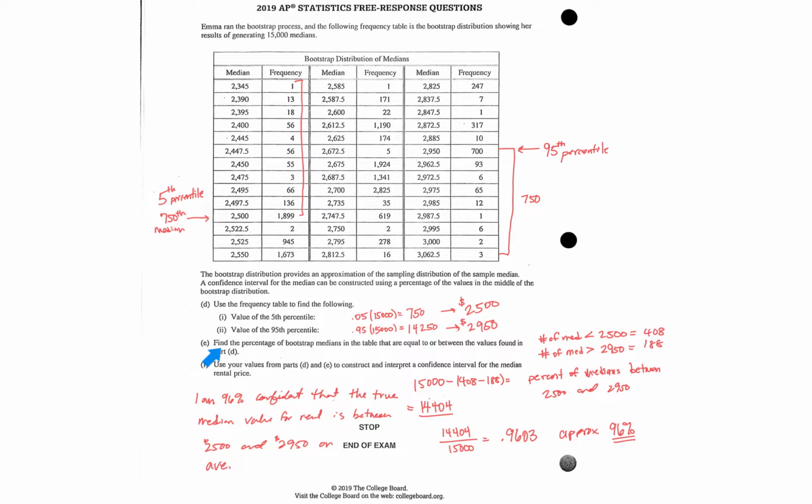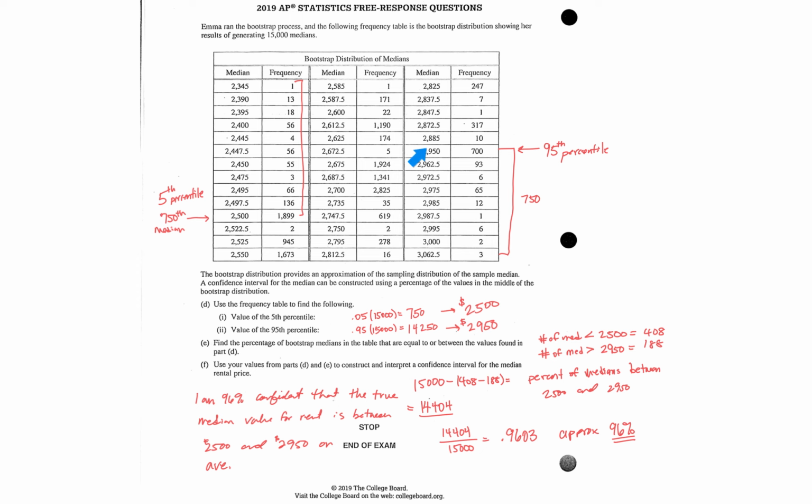Part E goes in and says, okay, find the percentage of the bootstrap medians in the table that are equal to or between the values found in Part D. So since it said equal to or between, I said I'm going to count up, not counting the 2,500, because that's equal to. So I'm going to take this number and add up all of these numbers and tell me how many that is. When you do that, you'll find there are 408 values less than 2,500.